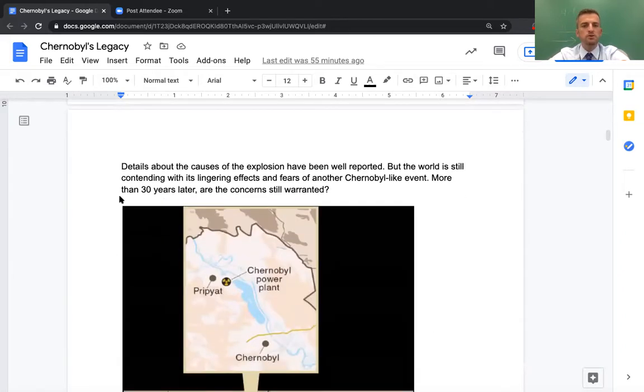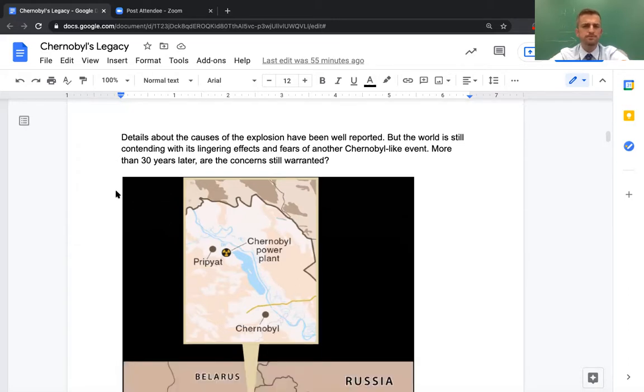Details about the causes of the explosion have been well reported, but the world is still contending with its lingering effects and fears of another Chernobyl-like event. More than 30 years later, are the concerns still warranted?